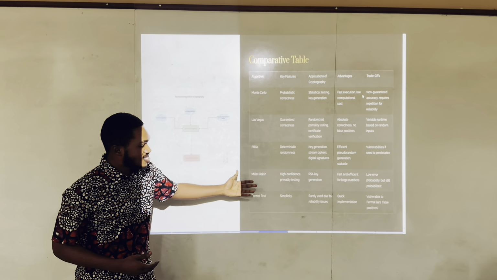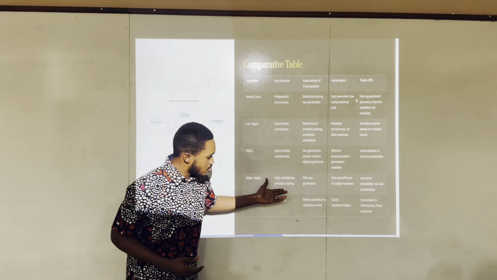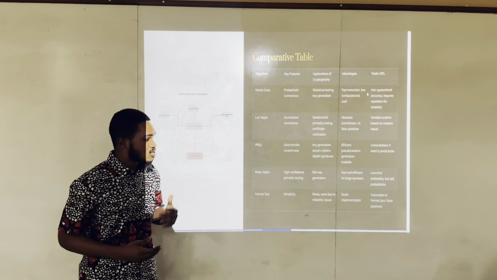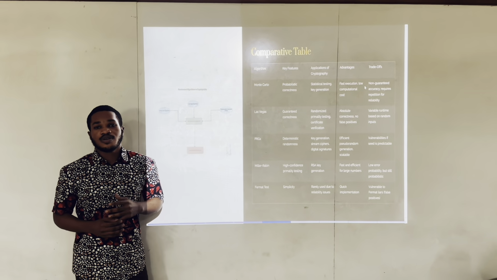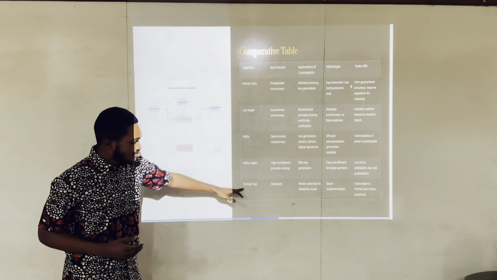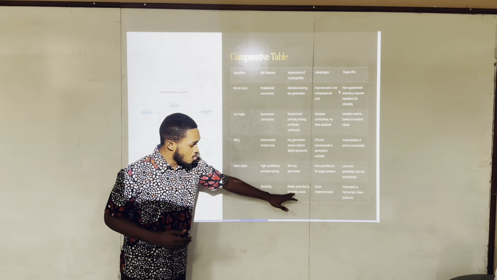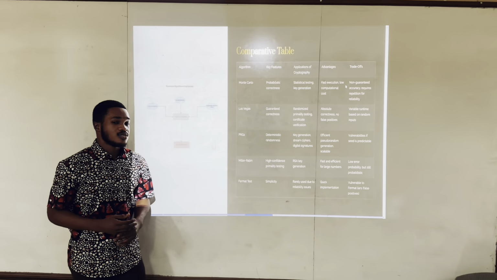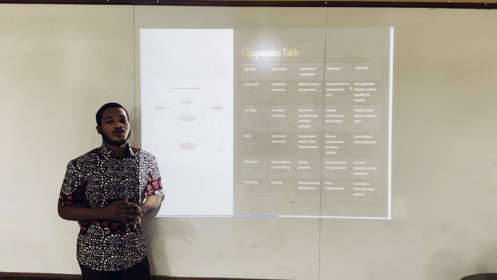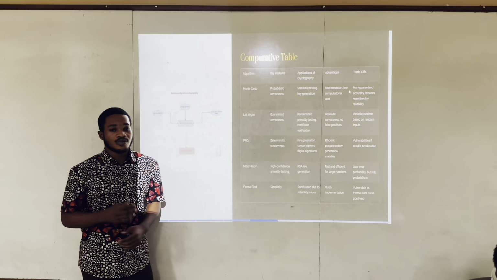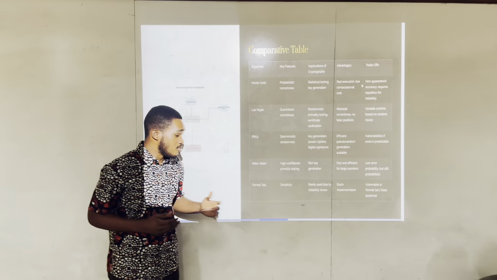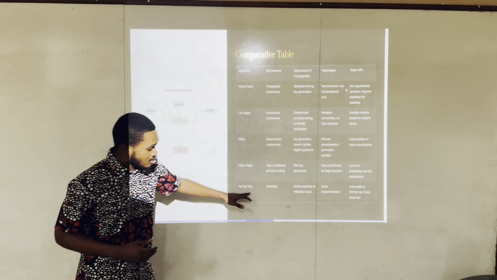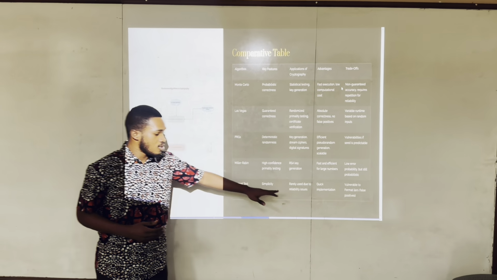Moving on, we'll have the Miller-Rabin test algorithm. Its key feature is that it is high-confidence primality testing. It's applicable in cryptography for RSA key generation. Some of its advantages are that it is fast and efficient for large numbers. For its trade-off, it has a low error probability, meaning a low chance of error, but it is still probabilistic.